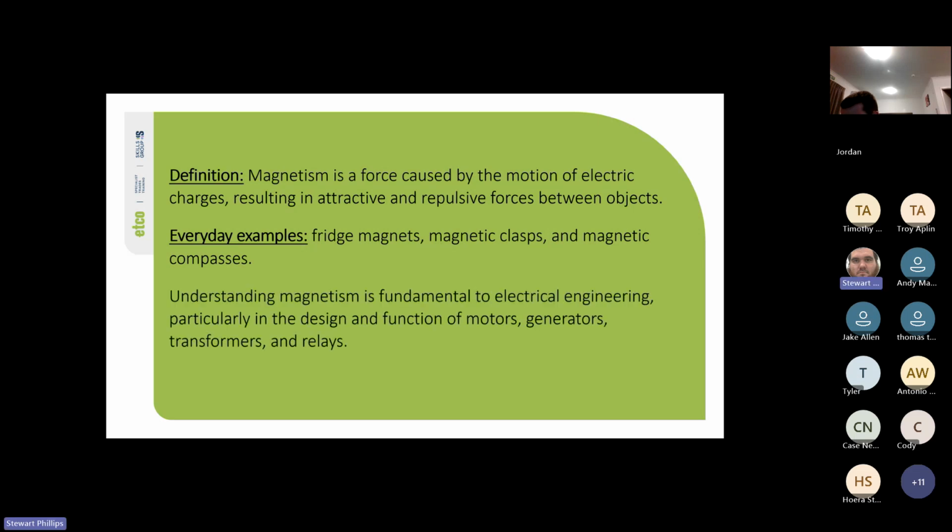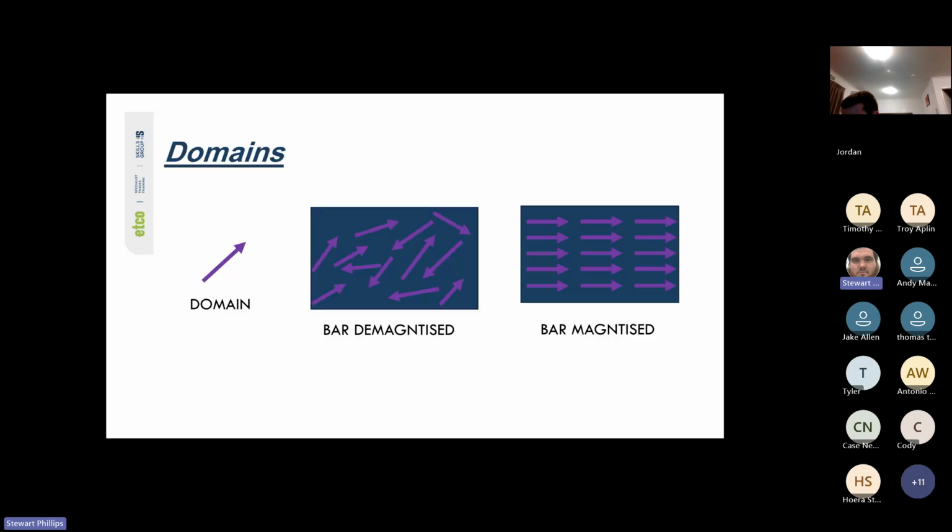Understanding magnetism is fundamental to electrical engineering, particularly in the design and function of motors, generators, transformers, and relays. One of the things we need to look at when we're talking about magnets is domains. Has anyone heard of domain theory before?